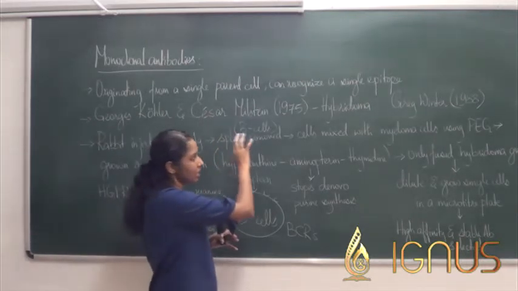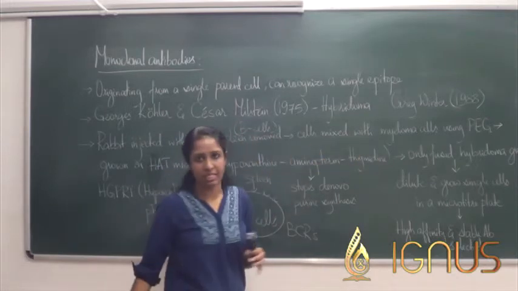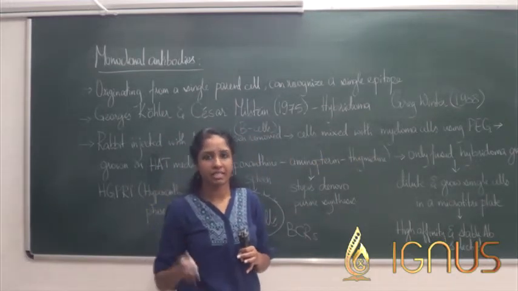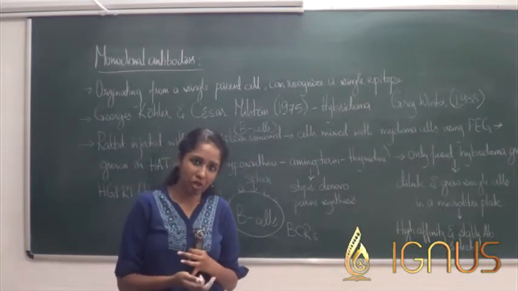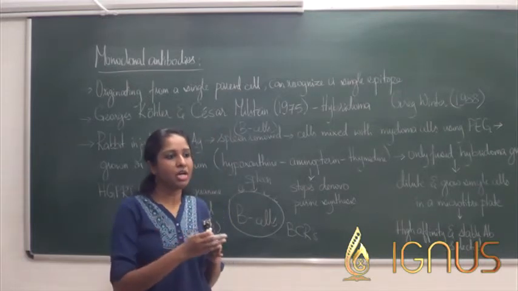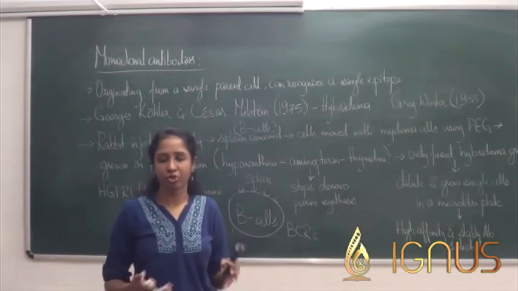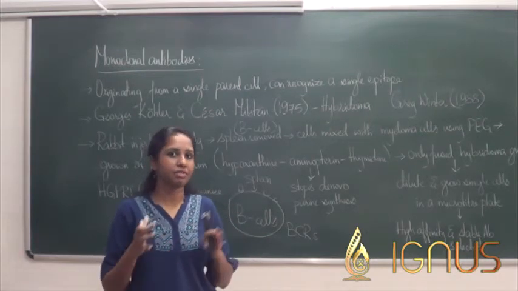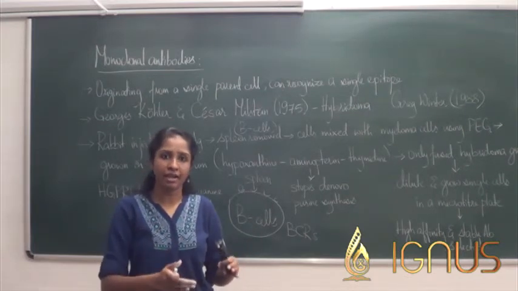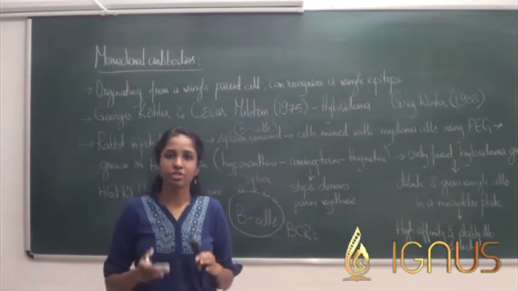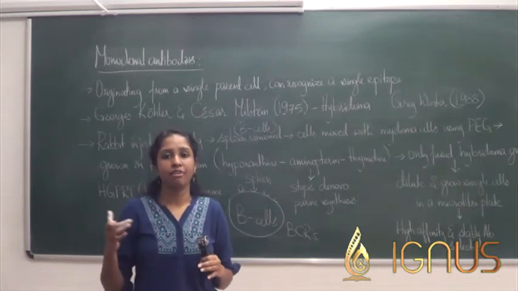Once the spleen is removed, the cells are mixed with myeloma cells. Myeloma cells are nothing but cancer cells. Cancer cells are used in this case because they are immortal cells, meaning they don't have a specific lifespan. Any other cell in any mammal or the human body has a specific lifespan. They live for a specific period of time and then they need to die. But myeloma cells, cancer cells, don't. They do not die. They are immortal cells and they live forever.